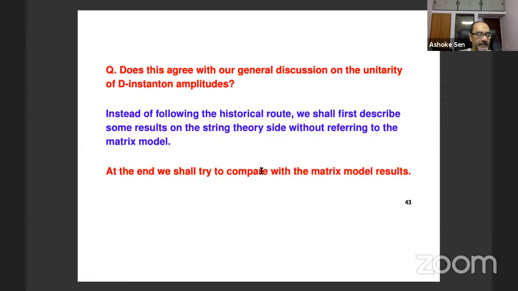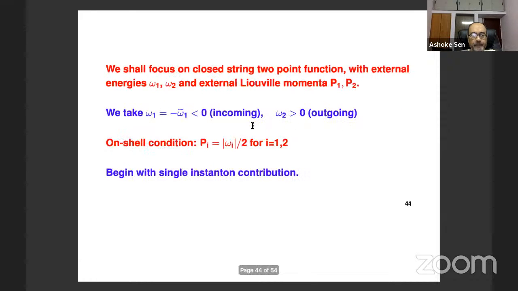So now one can ask whether this agrees with the general discussion on unitarity of D-instanton amplitudes that we have had. Here, instead of following the historical route, we'll first describe some results on the string theory side without referring to the matrix model. At the end, we'll try to compare this with the matrix model results. What kind of string theory results can we get based on the discussion we had already in the general context?